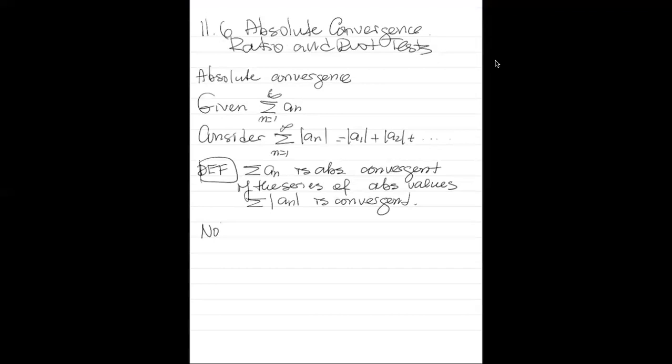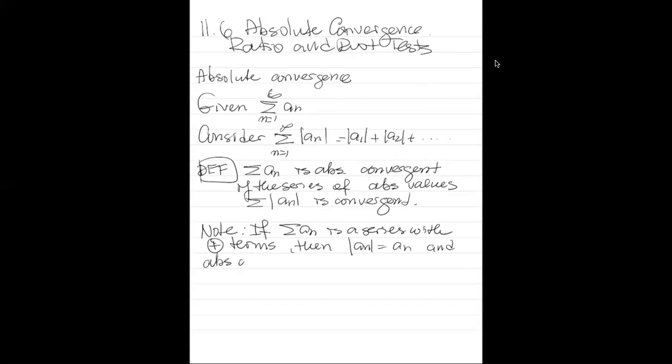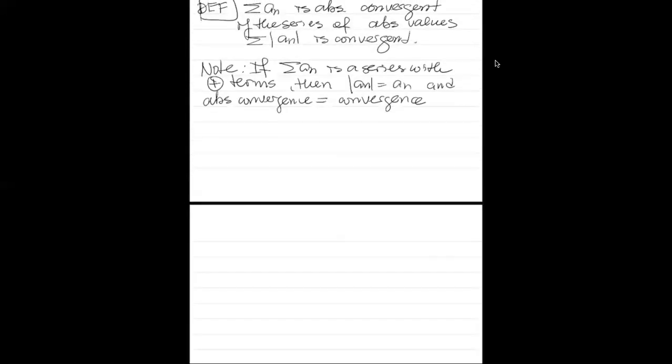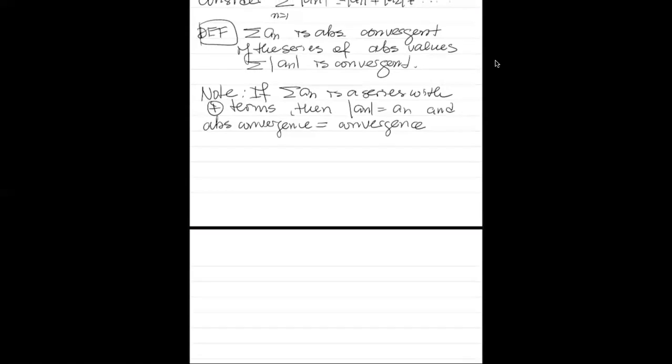Note, now, if sigma a sub n is a series with positive terms only, then the absolute value of a positive term is just a sub n. And in this case, absolute convergence is the same as just convergence. So it makes sense to talk about absolute convergence for non-positive terms.